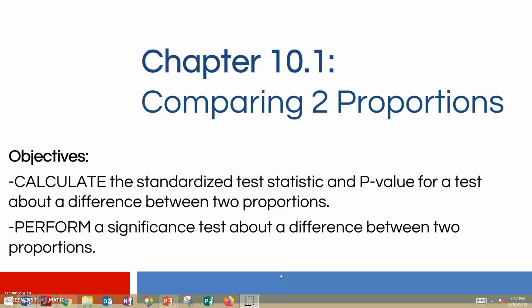Hi everyone. Today we are going to finish up chapter 10.1, comparing two proportions. Our objectives for today are to calculate the standardized test statistic and p-value for a test about a difference between two proportions. We're also going to perform a full significance test about a difference between two proportions.